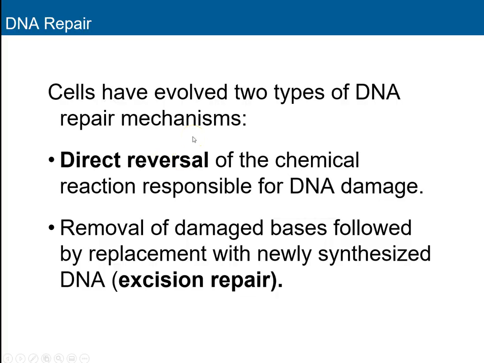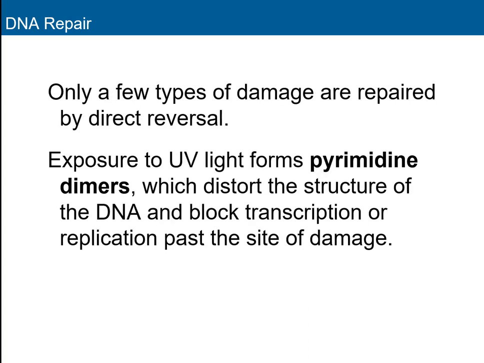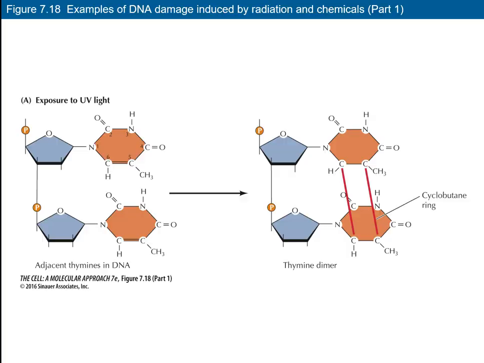All right, so there are 2 types of repair mechanisms. You can have direct reversal mechanisms, and also excision repair, meaning that the damaged bases will be removed and then replaced. Again, we went through these already. There are only a few types of damage that can be repaired by direct reversal. One is a pyrimidine dimer, which is caused by exposure to UV light. Remember that mammalian cells do not have the ability to do this direct repair of a pyrimidine dimer, but other cell types do.